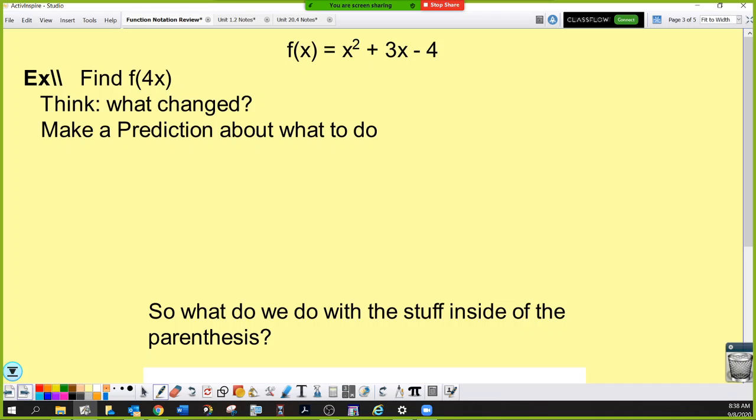What changed? This is the thought you should always be having. What changed? It's supposed to say f of 4x. Now it says f of 4x. So what changed? You see, this time, there's more in those parentheses than just the x, right? If it had just said find f of 4, we would have just plugged in 4, and yes, we would have used our PEMDAS skills and we would have evaluated.